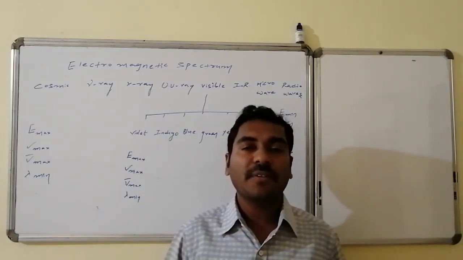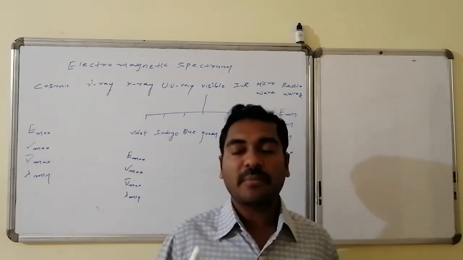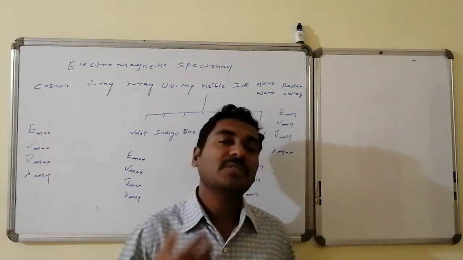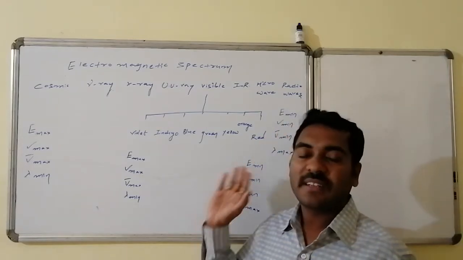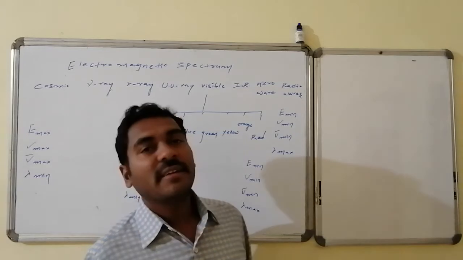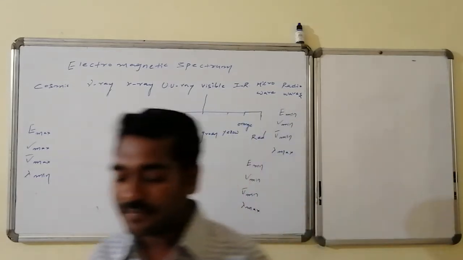On the basis of different energies, a particular energy range is considered as one particular part of electromagnetic radiation. Thus, the highest energy is cosmic rays, the second highest energy is gamma rays, and the least energy is infrared radiation, followed by microwave radiation, followed by the radio waves. Like this, it is segregated.